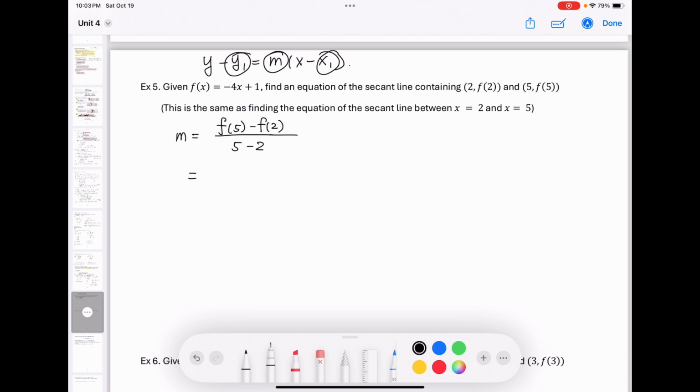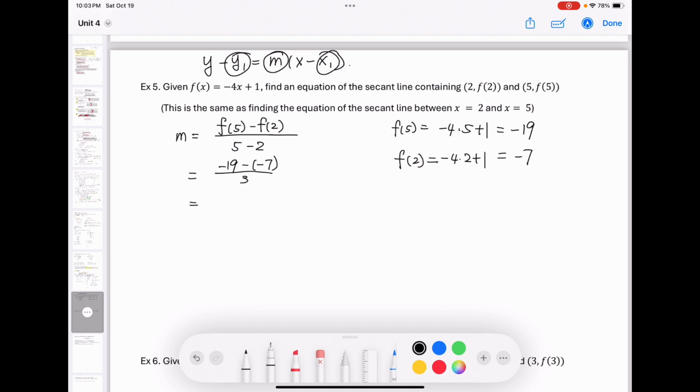And what is f of 5? We can use our scratch paper. f of 5 is equal to negative 4 times 5 plus 1, which is negative 19. And what is f of 2? f of 2 is negative 4 times 2 plus 1, which is negative 7. So bring them into the expression to find the slope of the second line: f of 5 is negative 19 minus negative 7, divided by 3.